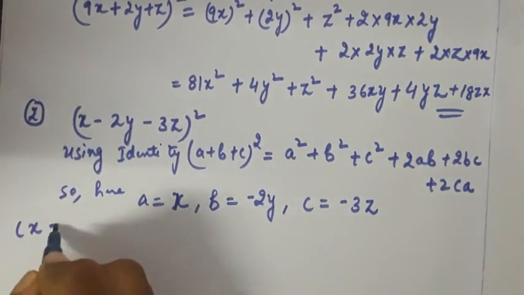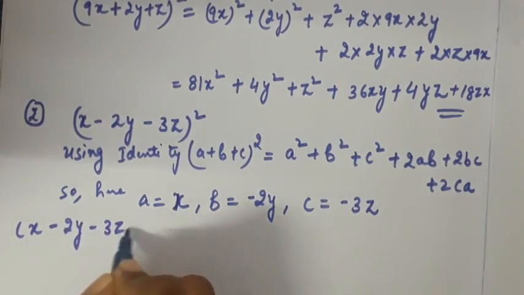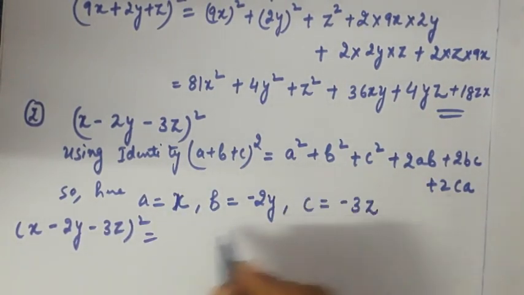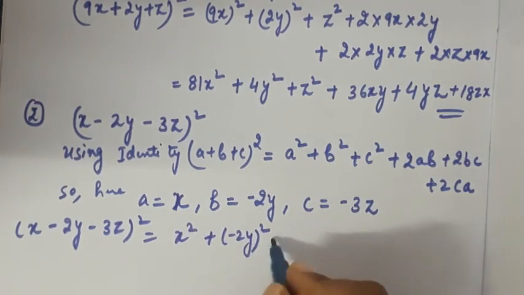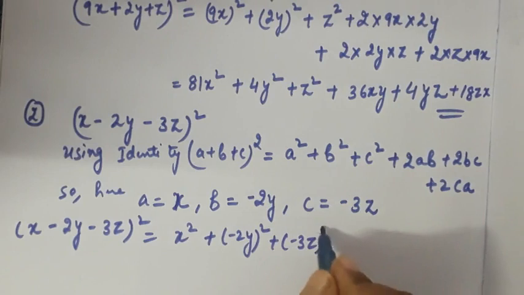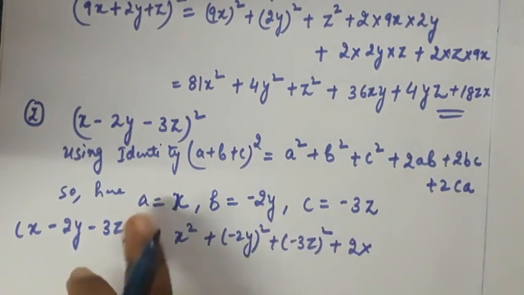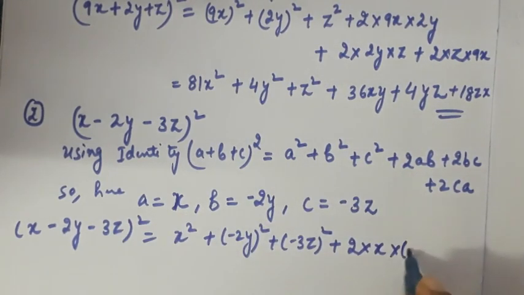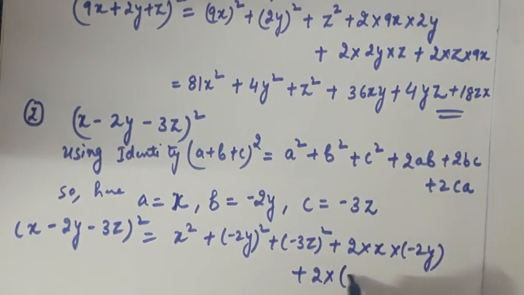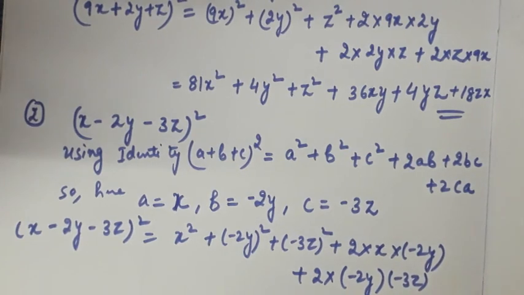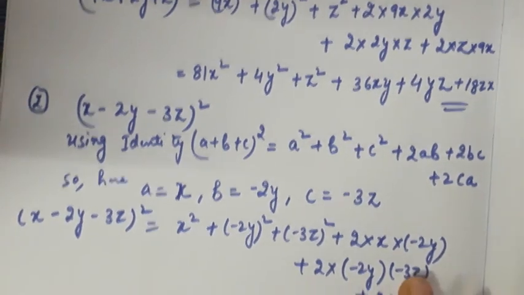So here I go, (x - 2y - 3z)² = a², means x², plus b², (2y)², plus (-3z)², plus 2ab. a is x, b is -2y, plus 2 into bc, b is -2y and c is -3z, plus 2 into ca, c is -3z and a is x. Now I'll try to simplify it.